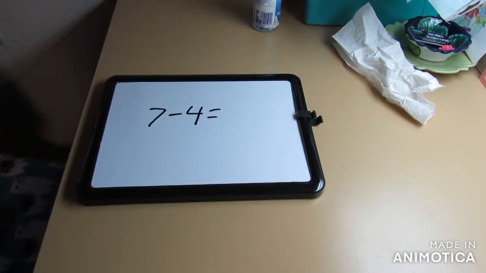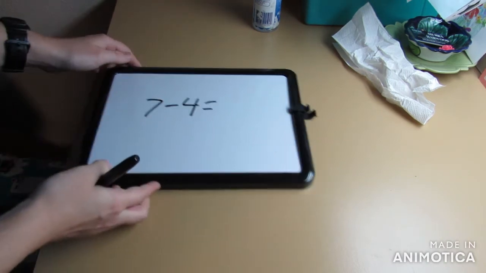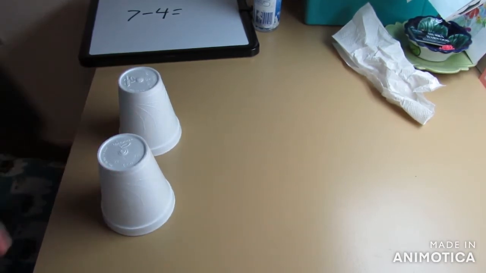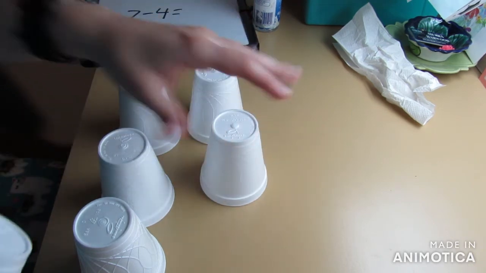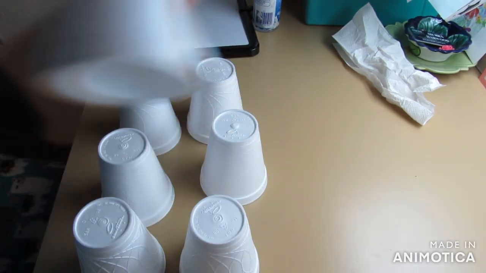So 7 minus 4, again, we're going to start off with that first number, and that is going to be the number of cups we put down in our group. So 1, 2, 3, 4, 5, 6, 7.